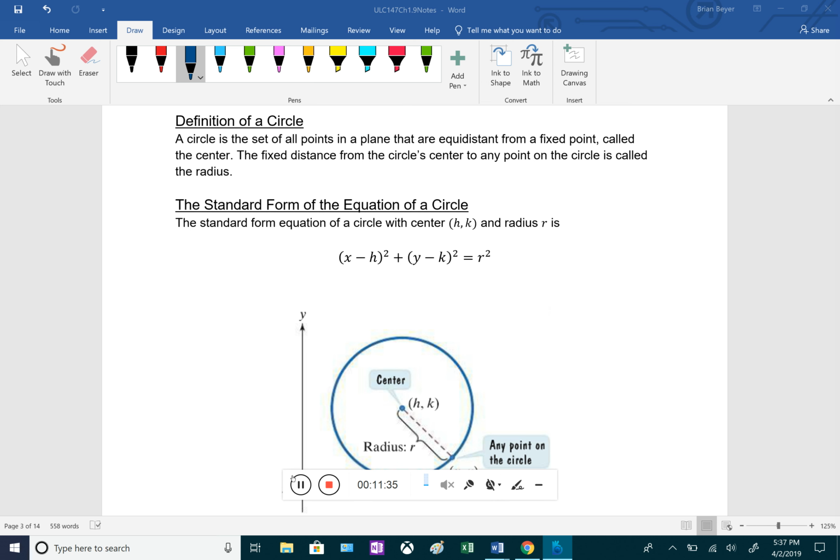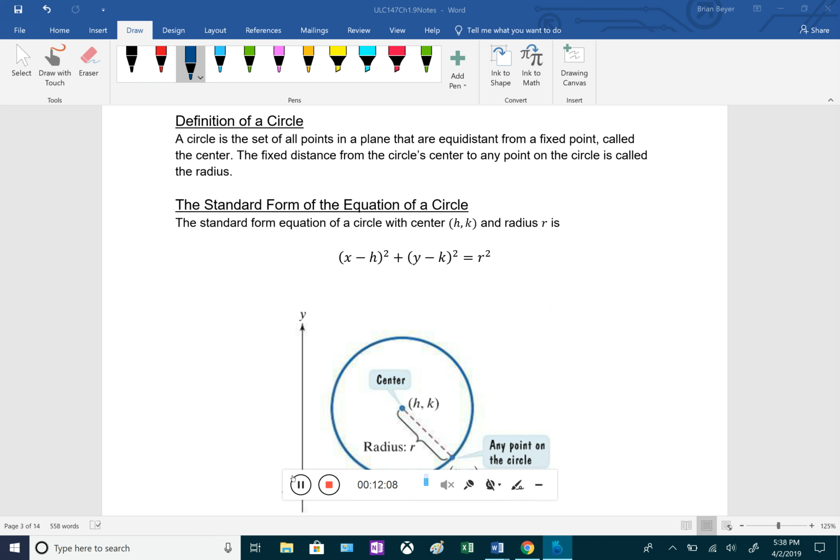So the next thing is the circle. So moving on to circle. So first, starting with the definition of a circle, I'm sure we all know what a circle is, but there is a technical definition. So a circle is going to be the set of all points in a plane that are equidistant from a fixed point. The fixed point is called the center. So the distance away from the circle's center to any point on the circle is called the radius of the circle.